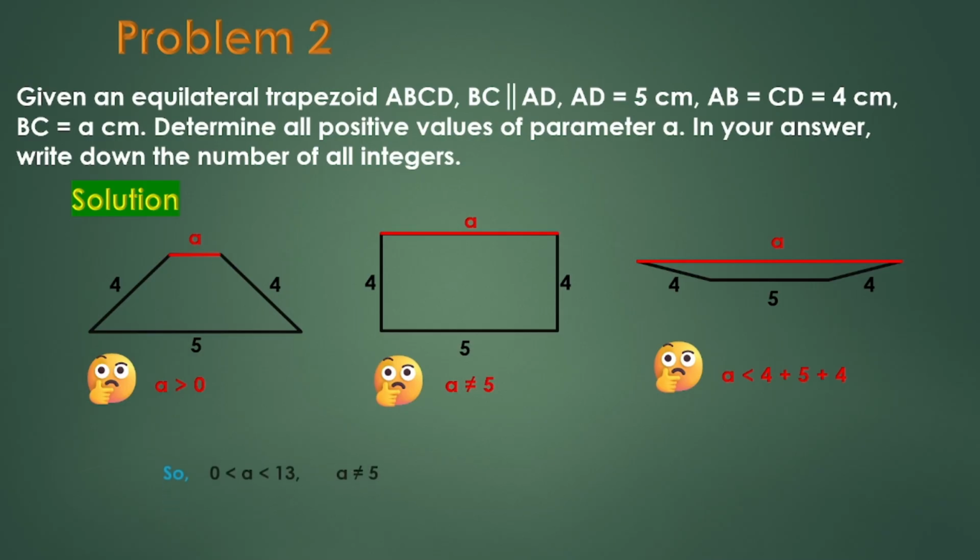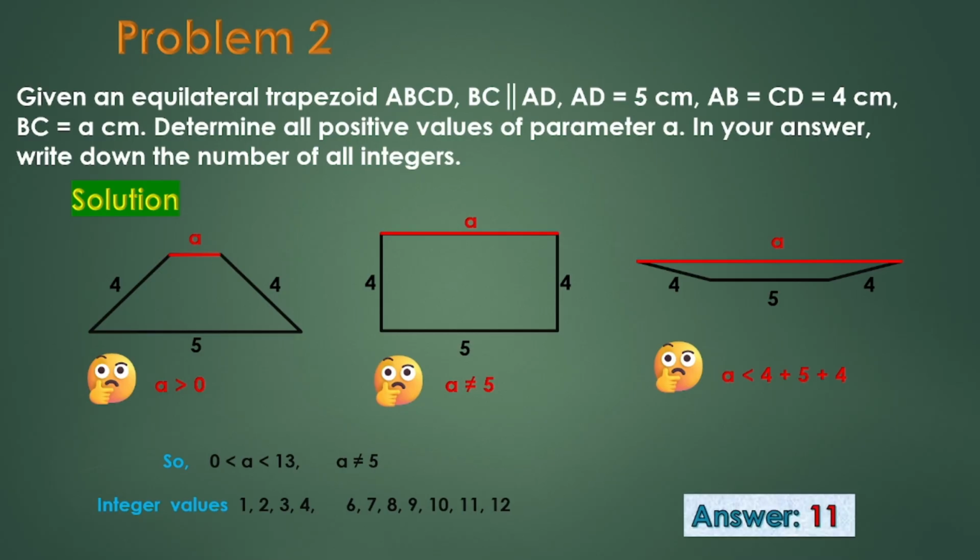So what exceptions do we have that this number a is in the range from 0 to 13 and it is not equal to 5? So in this range we have the following integers: 1, 2, 3, 4, 6, 7, 8, 9, 10, 11, 12. I counted that there are 11 of them in total. Therefore, the answer is 11.